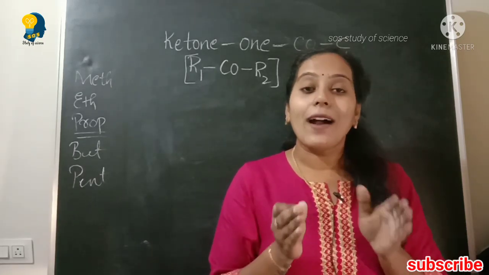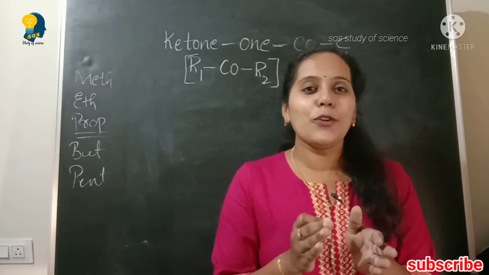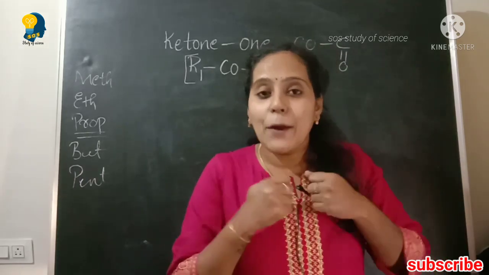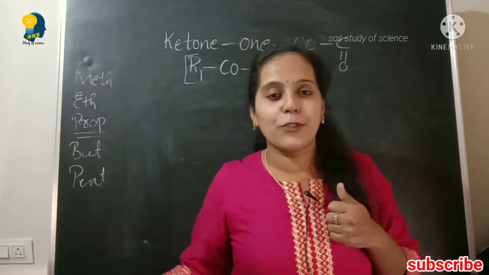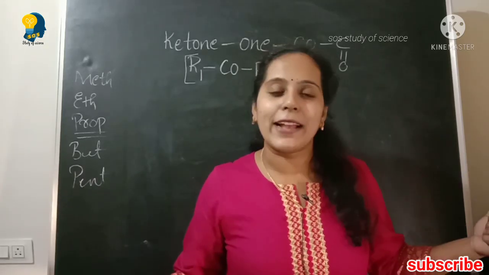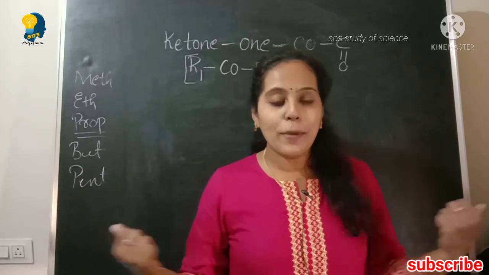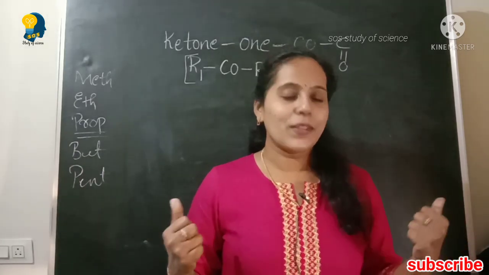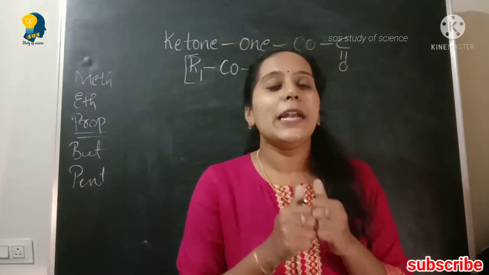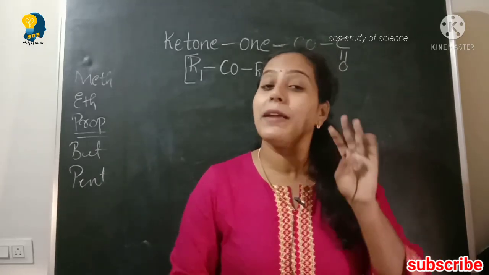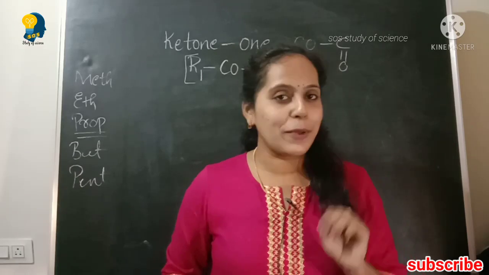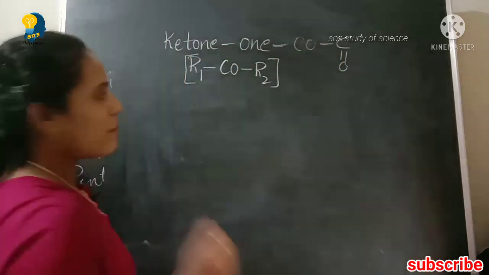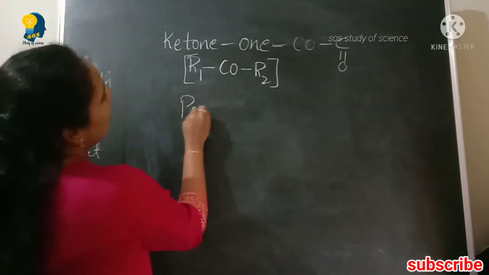To occur in between, there should be something next to it, right? See, now I am standing here. If I have to be in the middle, there should be one member on my right side and one member on my left side. So totally how many members should be there? We need 3. Similarly, for a ketone group, a minimum of 3 carbon atoms should be there. If 3 carbons, it is prop. Prop is the third member, right? So it is now prop.